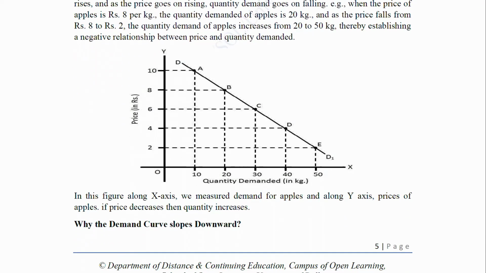In this figure, along the x-axis we measured demand for apples and along the y-axis prices of apples. If price decreases, then quantity increases. Why does the demand curve slope downward?